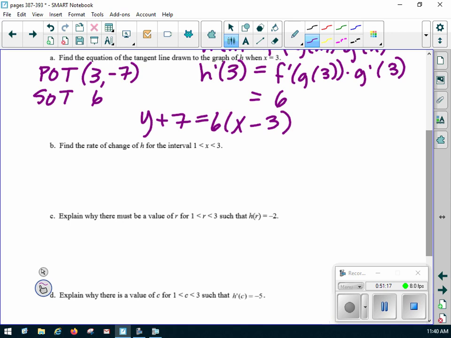You all right? Let's go to B. Find the rate of change of h for the interval 1 to 3. Am I finding instantaneous rate of change or average rate of change? Average rate of change. Why? Because it's over an interval. Good. So I'm doing h of 3 minus h of 1 over 3 minus 1.